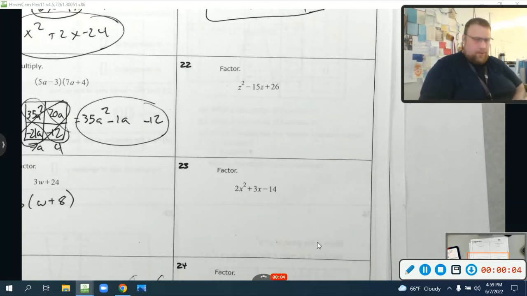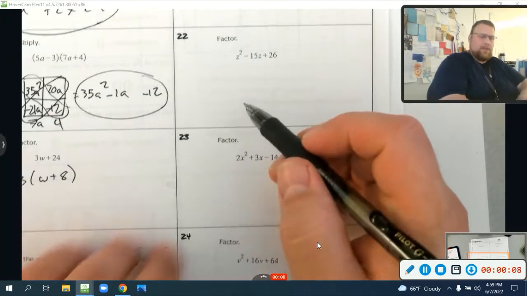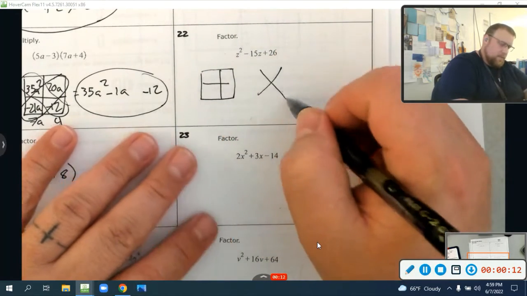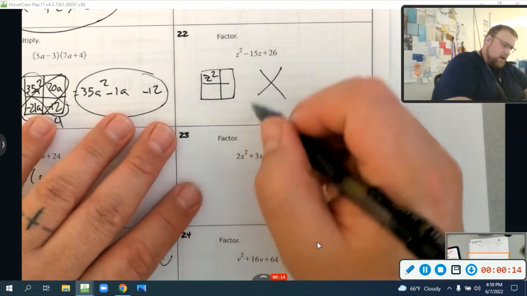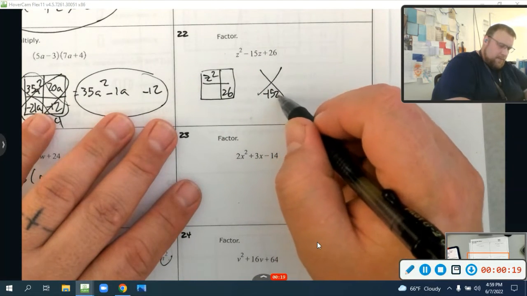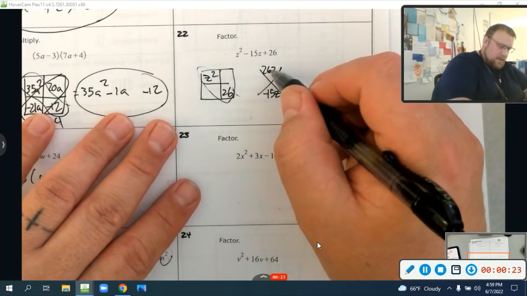Ready for part 2 of going through the review. So we're going to factor these. Okay, let's do the generic rectangle and diamond method. Which is z squared first. 26 goes here, negative 15z at the bottom of the diamond. Multiply these together to get the top, 26z squared.